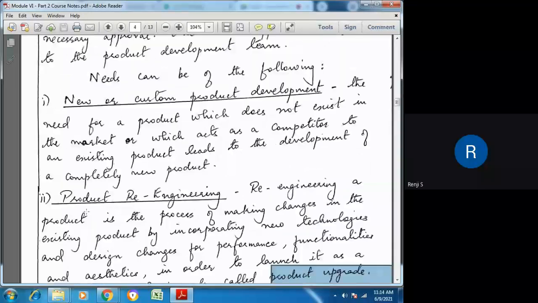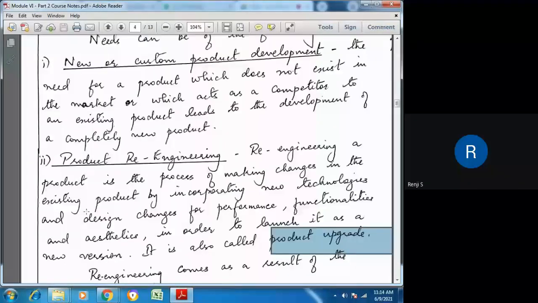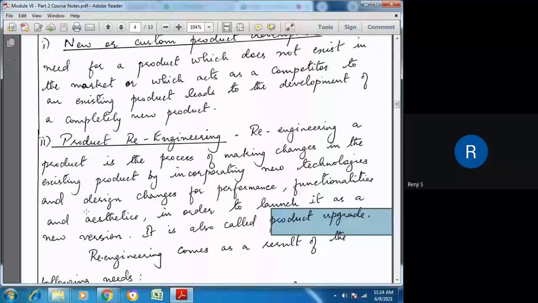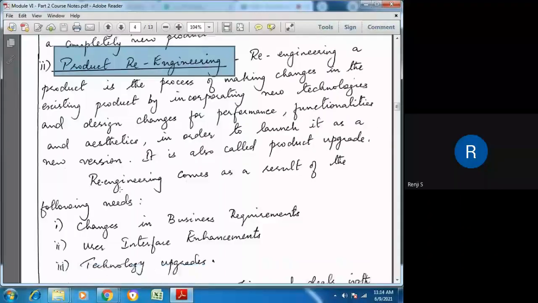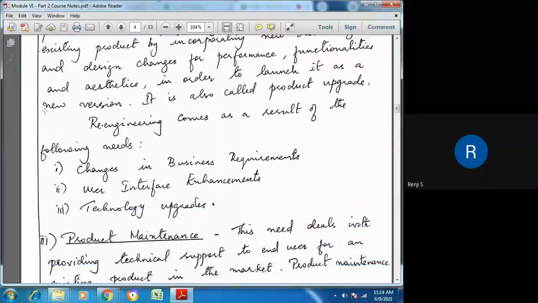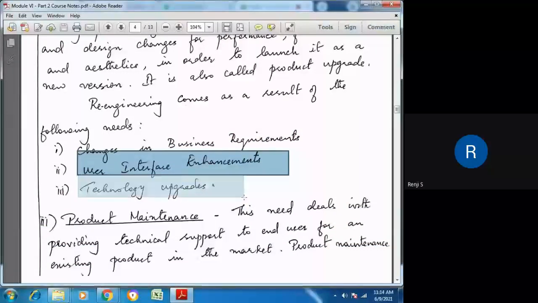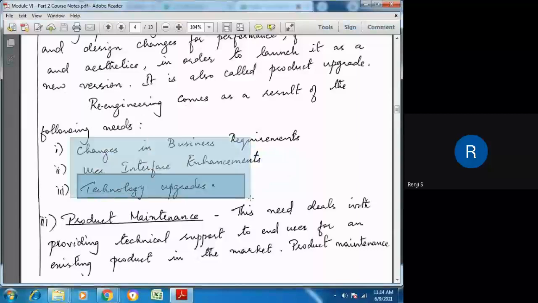So what are the types of needs that can arise? One is to build a new or a custom product. Another is to develop or upgrade an existing product, and that is known as product re-engineering. So these are the two kinds of needs that can arise. Re-engineering comes as a result of a change in business requirements, a change to the user interface, or technology changes. These are the conditions under which we go for re-engineering.